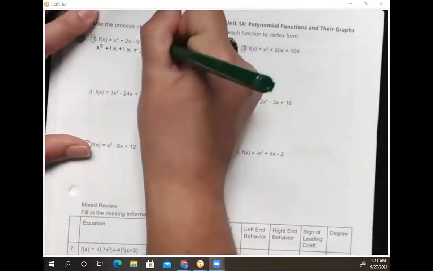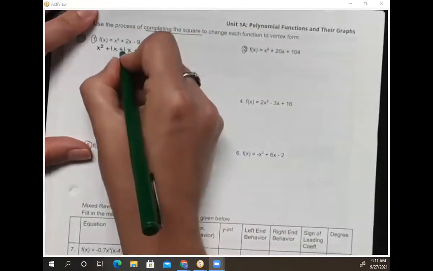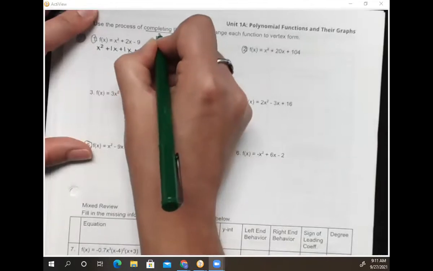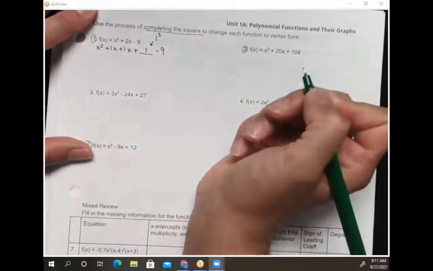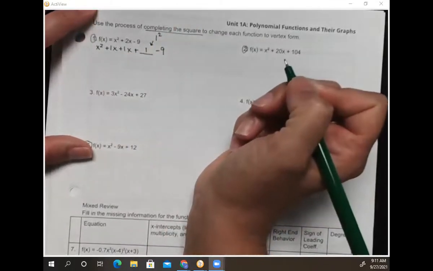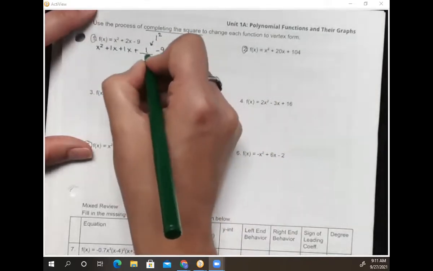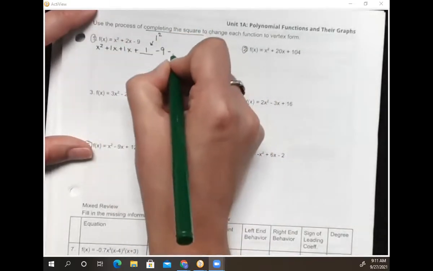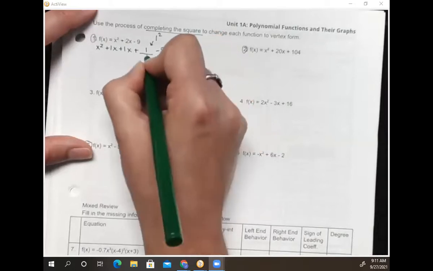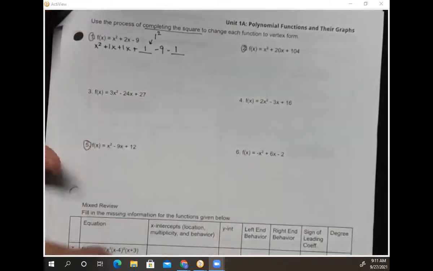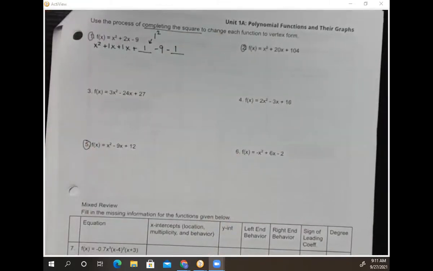Our new C is always going to be our cut in half number squared. So in this case, 1 squared. So we're going to have a new C of 1. And then I've added 1 to this problem, which has changed it. To keep it the same, I'm going to then subtract that same number at the end. And again, we saw this last week. So this is more of a refresher than anything.